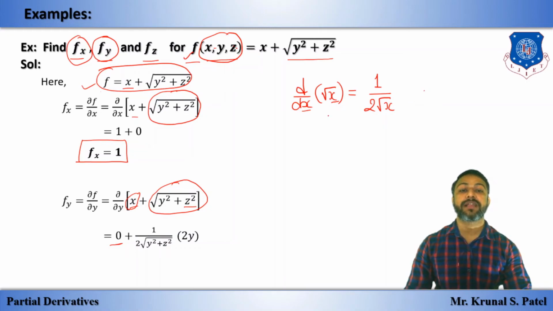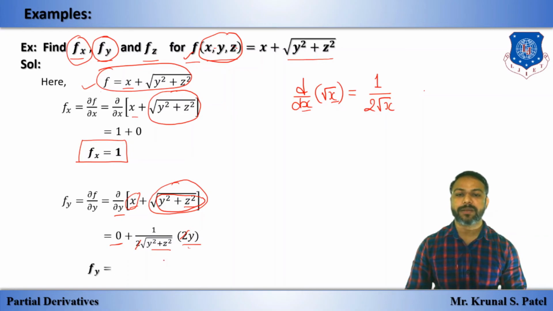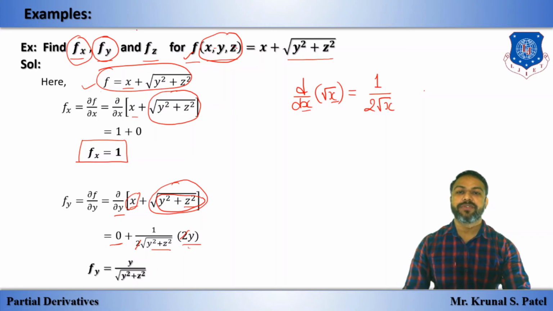So we have used this formula already. The derivative of under root of y square plus z square will be 1 upon 2 under root of this, times the differentiation of y square plus z square. Now we are differentiating with respect to y, so differentiation of y square is 2y and differentiation of z square is 0, so we have 2y only. By cancelling this 2, the remaining part is our answer, that means y upon under root y square plus z square.